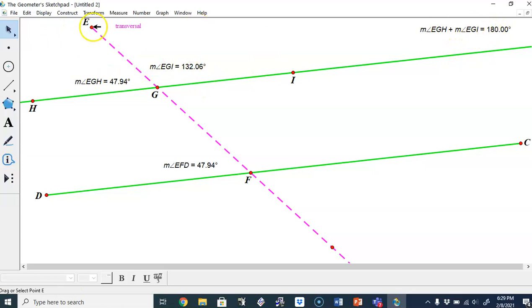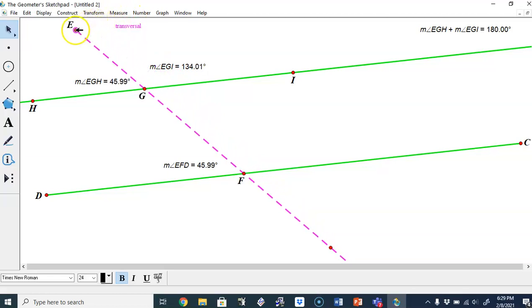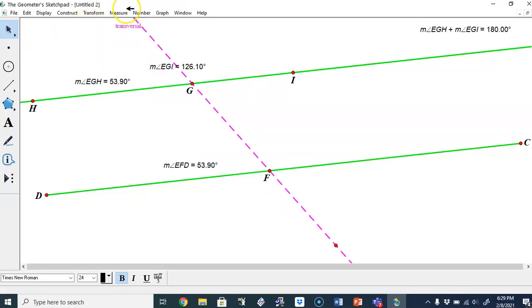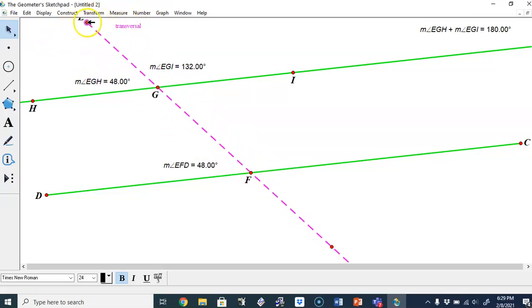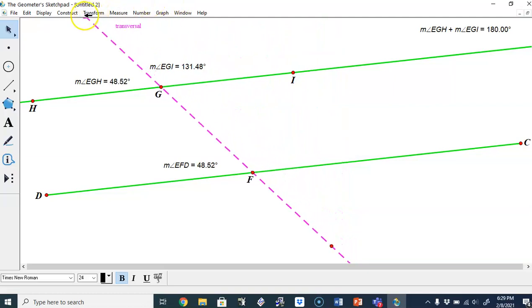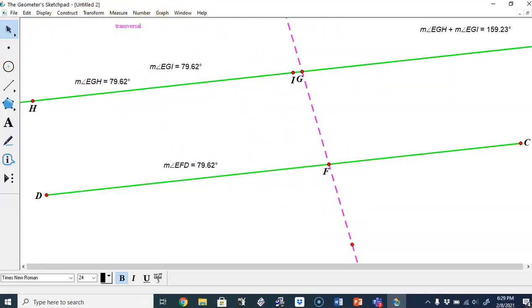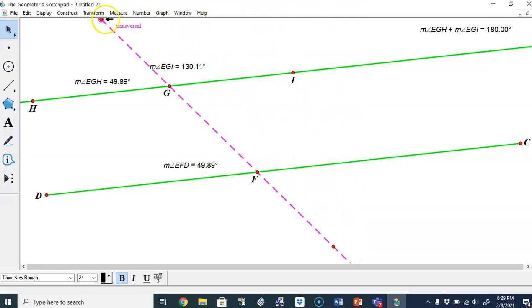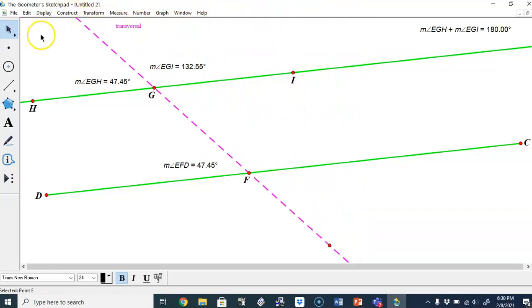And watch, when I move my transversal, watch these angles. They change sizes. But watch here up in the upper right-hand corner what doesn't change. No matter how I move this transversal, you see those angle measures are changing. What never changes is that number up there. When you add those two angles together, they're going to add up to 180 every single time.